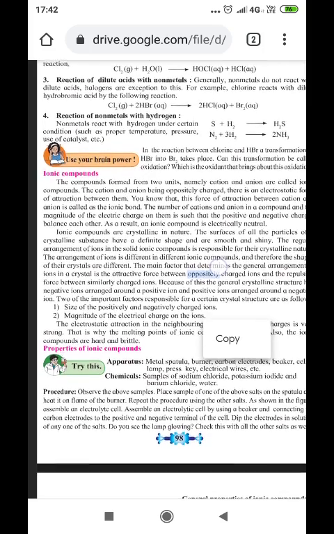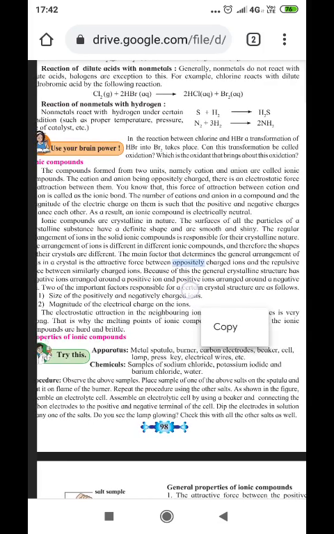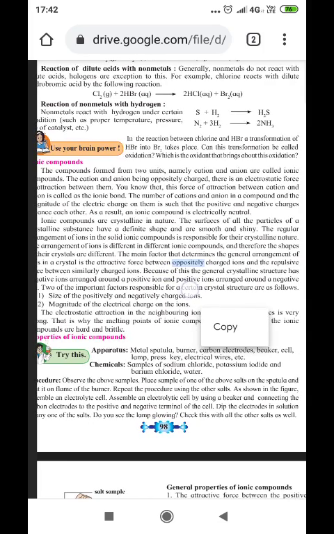Reactions of nonmetals with hydrogen. Nonmetals react with hydrogen under certain conditions such as proper temperature, pressure, use of catalyst, etc. In the reaction between chlorine and hydrogen bromide, a transformation of hydrogen bromide to bromine takes place.